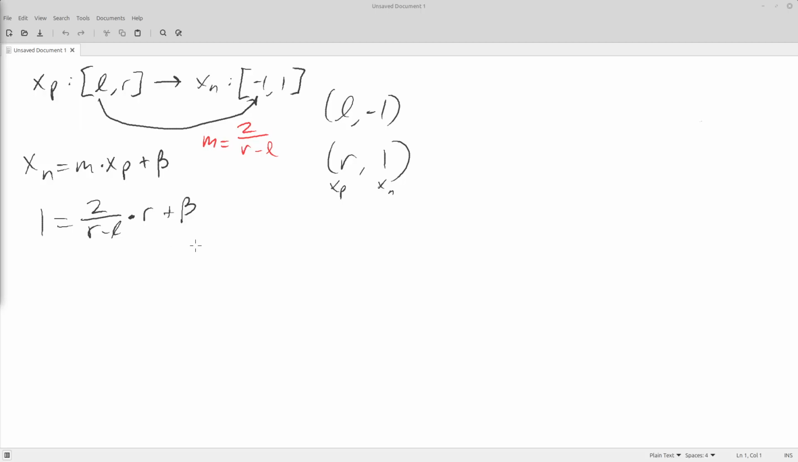Well, that's pretty easy here. We can just subtract this whole entire thing here. So it'd be 1 minus 2 over r minus l times r equals beta. Okay, cool. So we then have found another part of our equation. Awesome.